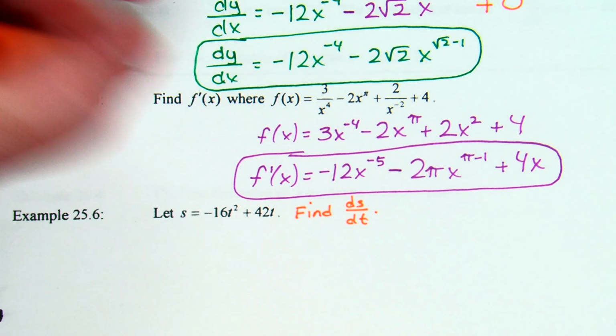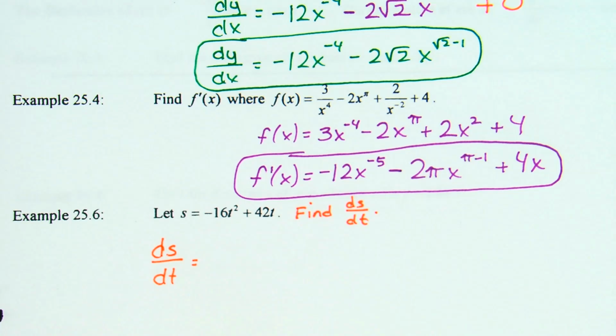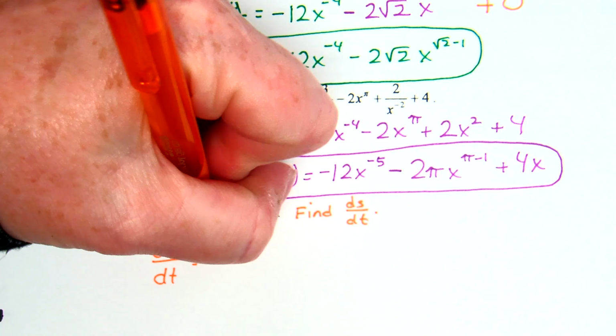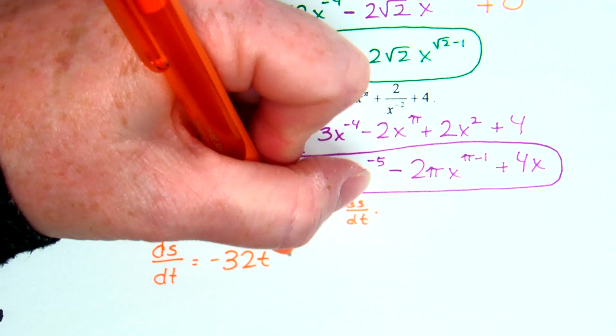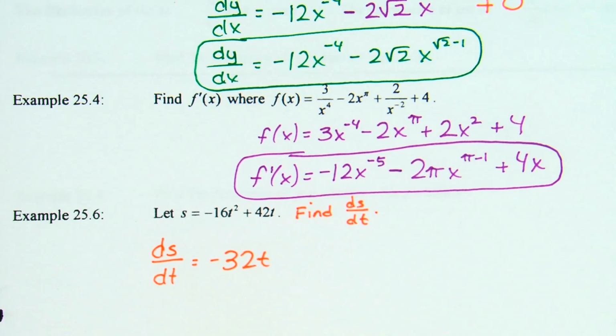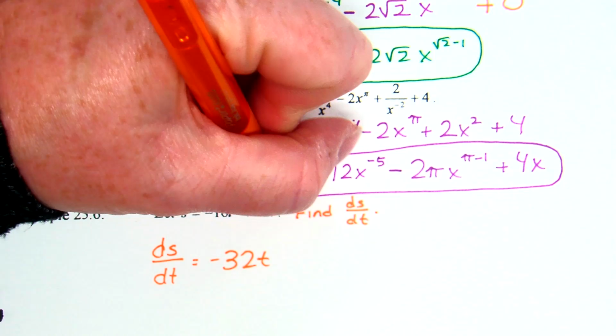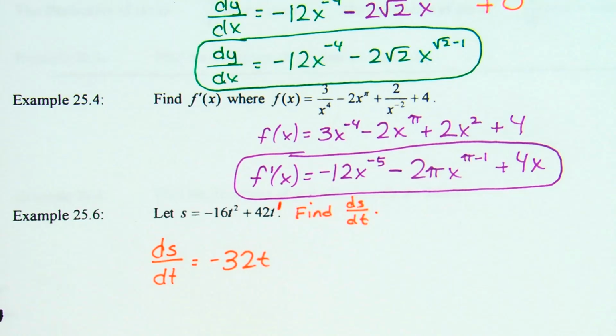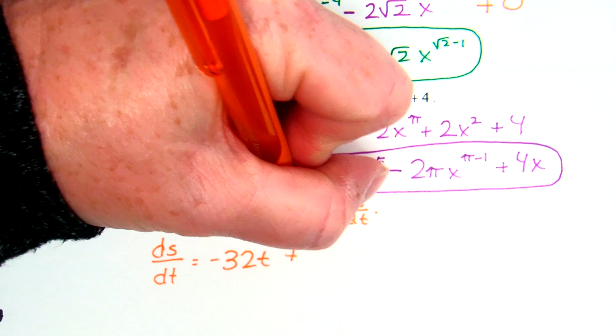Derivative of negative 16t squared: negative 32t. Derivative of 42t. Can we agree with that? What's the invisible power on 42t? 1. So you'd end up with 42 times 1, which is 42, t to the 0, which is 1, and we just don't usually write. So it's just 42.